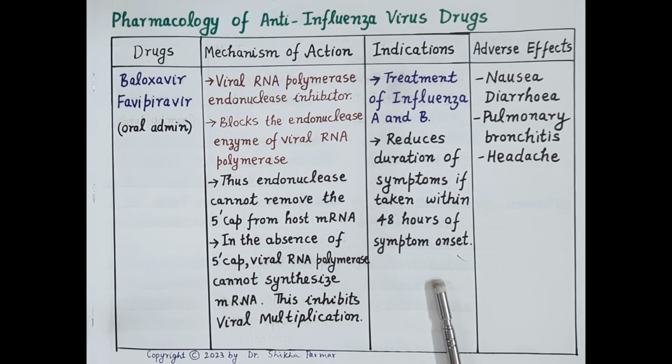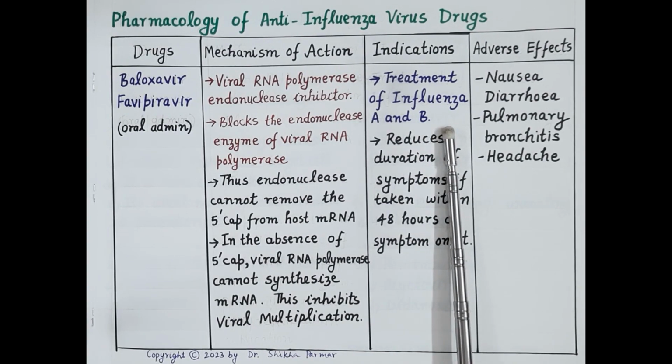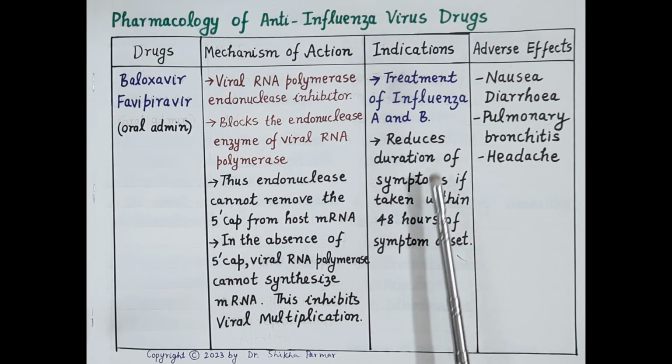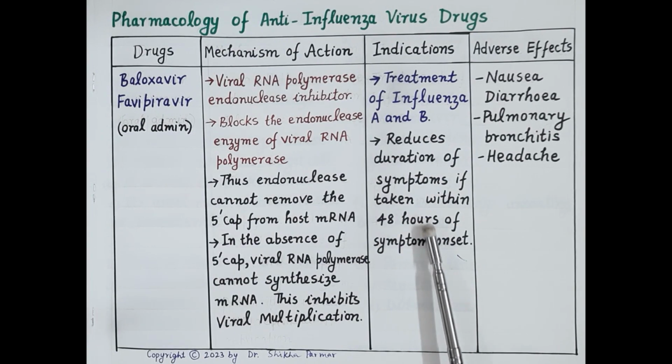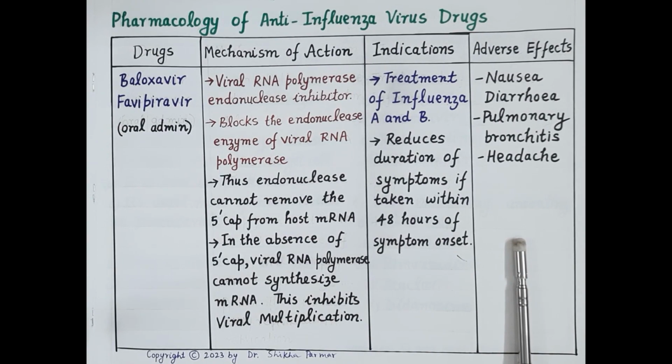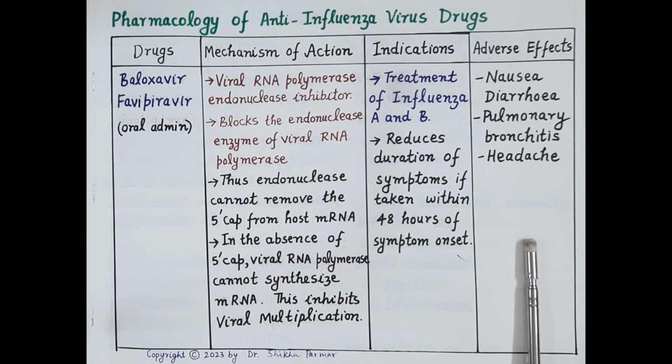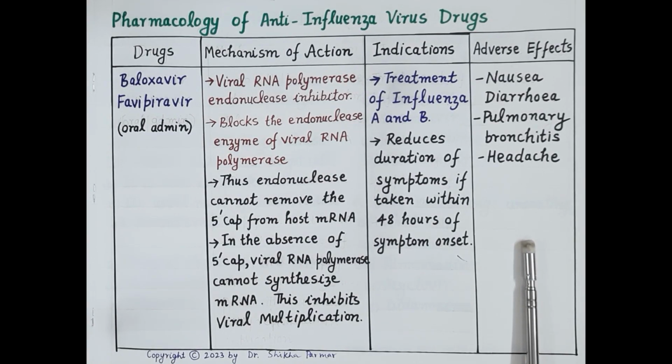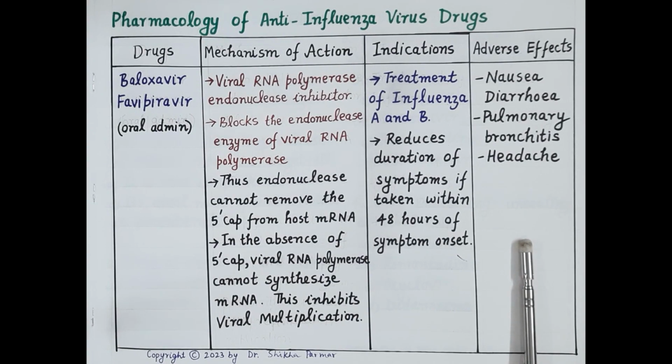Now, indications. These drugs are indicated in the treatment of influenza A and influenza B. Now, these drugs reduce the duration of symptoms if taken within 48 hours of symptom onset. Then adverse effects, these drugs can cause nausea, diarrhea, pulmonary bronchitis and headache. So, this is the pharmacology of viral RNA polymerase endonuclease inhibitors. Now, let's study a few multiple choice questions on anti-influenza virus drugs.